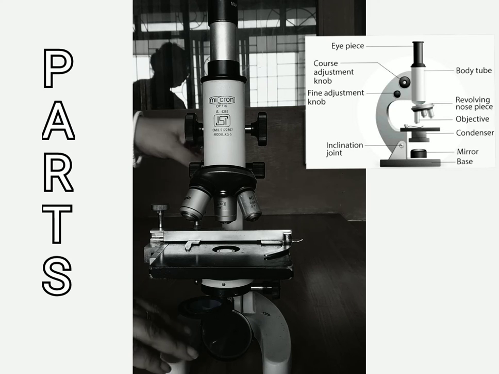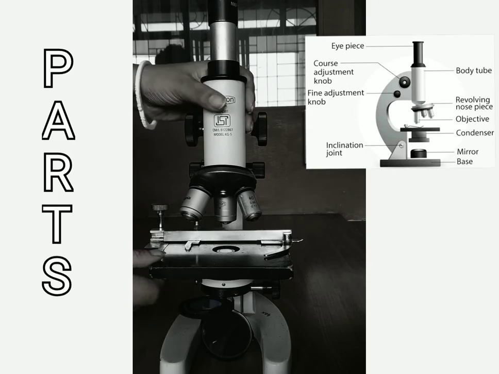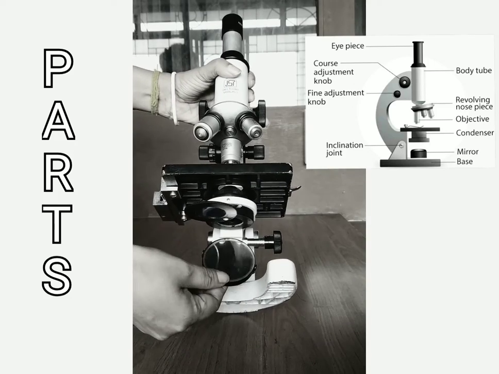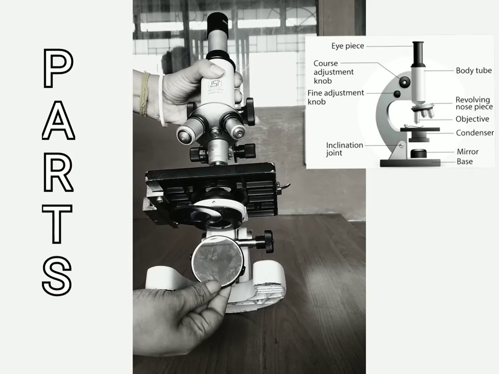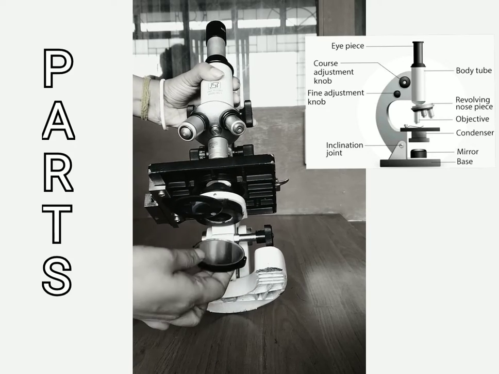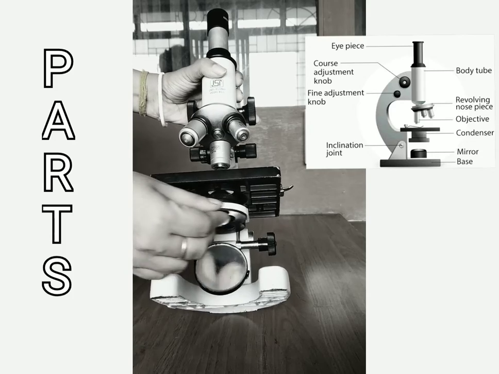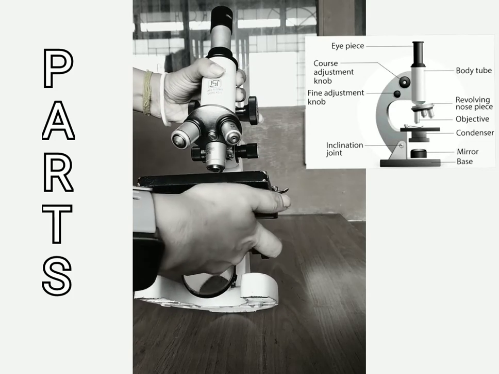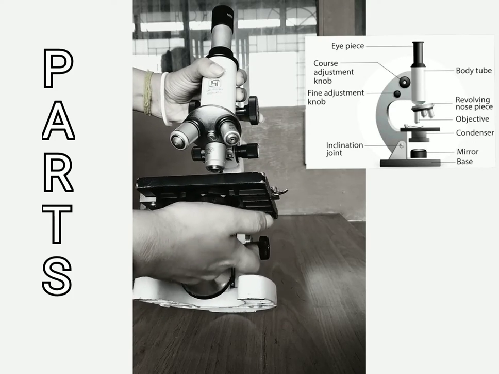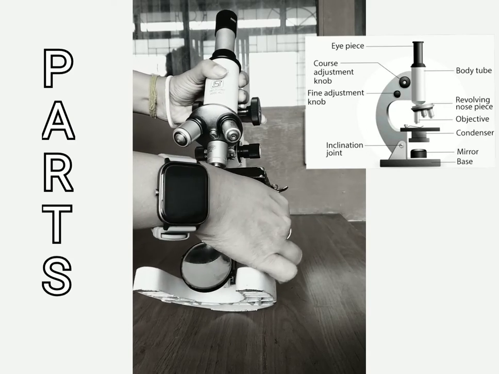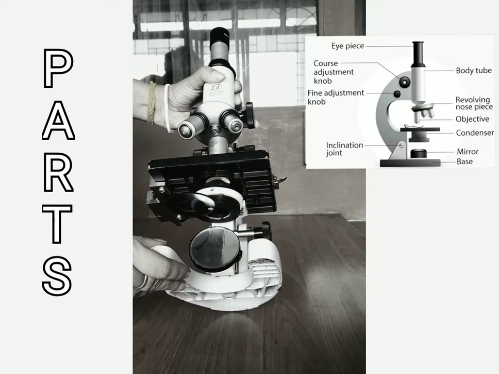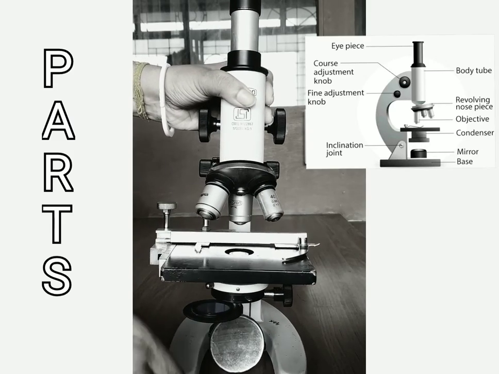Moving to the lower parts. So this one is a mirror, which is called a plano-concave mirror. So this part is plane and this part is concave in nature. This is the blue filter, and inside this there is the condenser, there is the diaphragm, which we can move, we can close the diaphragm, we can open the diaphragm.